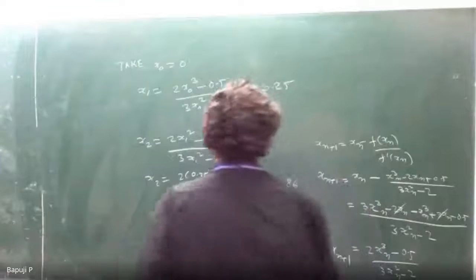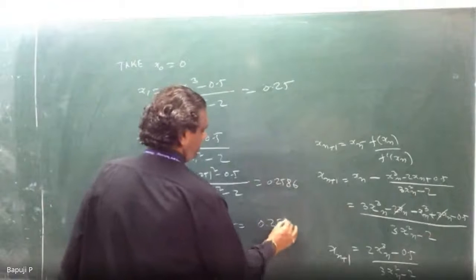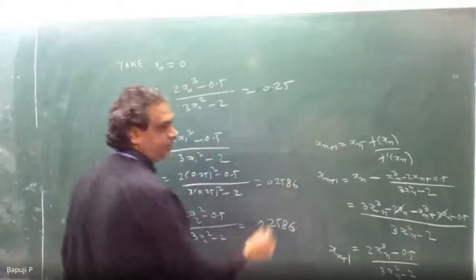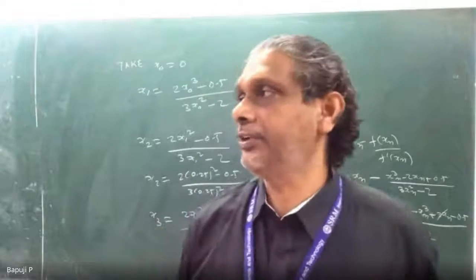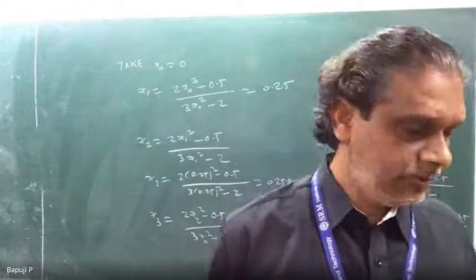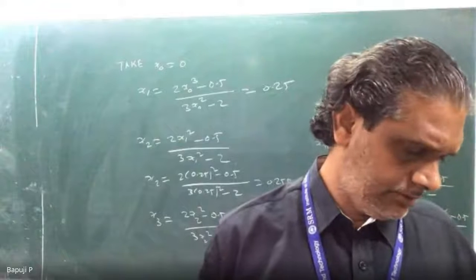Sir, it is coming 0.2586. Yes, very good. So the two values are the same, which means the smallest positive root is 0.2586. Check it, substitute in the solution, and tell me what value you are getting.